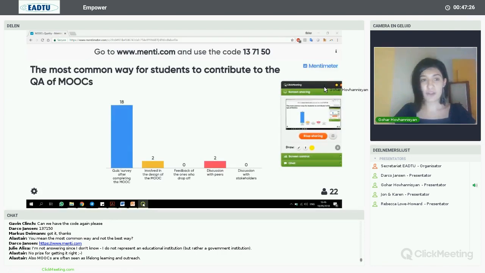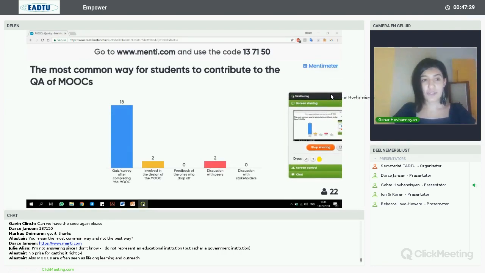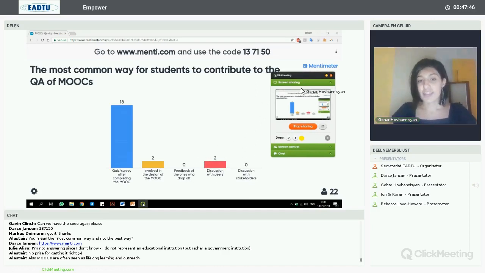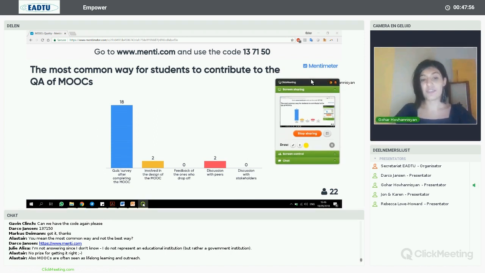Okay, you should see my screen now. As you can see, we have 18 people voting that the most common way for students to contribute to the QA is seeing the quizzes and surveys only after completion of the MOOCs. Yes, and exactly, this is the real picture. There will be very few cases when students contribute to the QA in another way rather than just giving simple feedback after they complete the course.